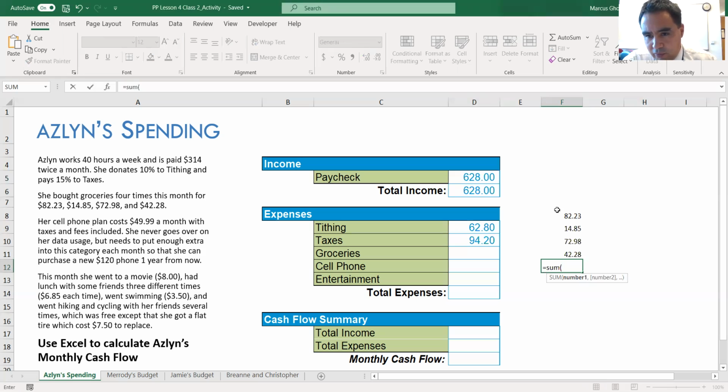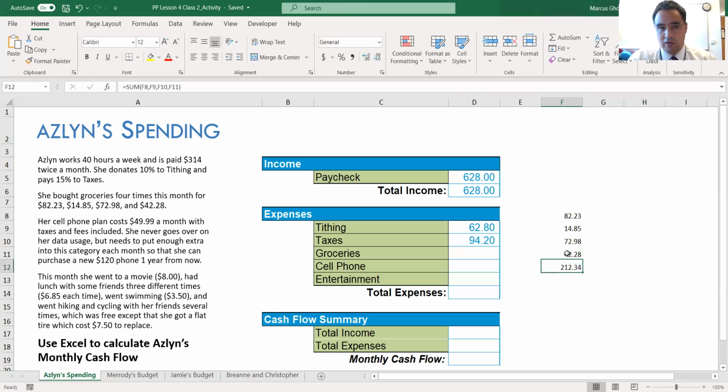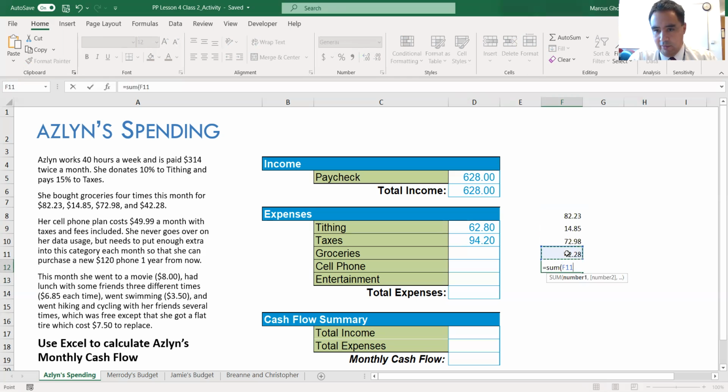Formulas have some arguments in them, and the arguments in here are all of these values. There's a couple ways you can do it. You can click on each of these individually, whatever cells you want, and separate those by a comma, and that will sum everything for you. Another way is to put in an array. This array starts from cell F8 to F11 and includes everything in between. That's what that colon means between those two cells.